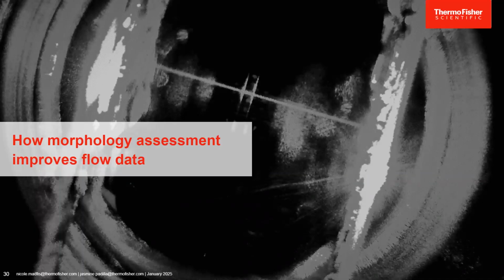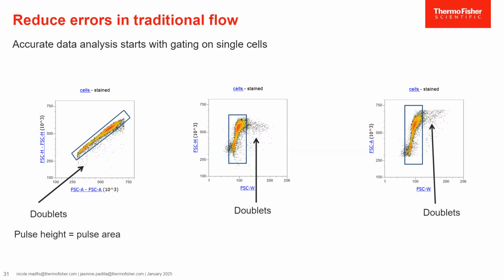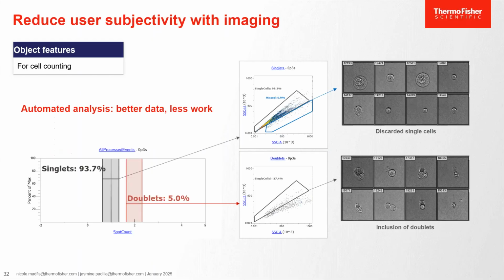How morphology assessment improves flow data. Accurate singlet gating is one of the most problematic issues, as some dots will fall outside of this typical polygon gating scheme, and we may consider a larger proportion of these to be singlets. And as you can see here below in these diagrams, different gating schemes are used to analyze single cells. However, this is with little verification.